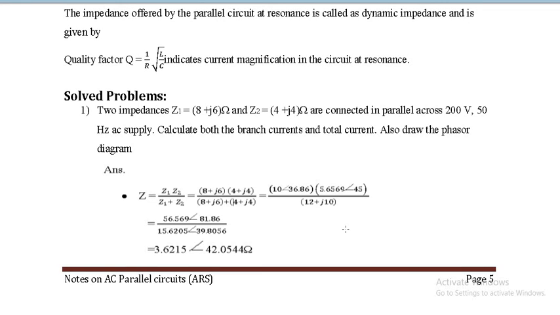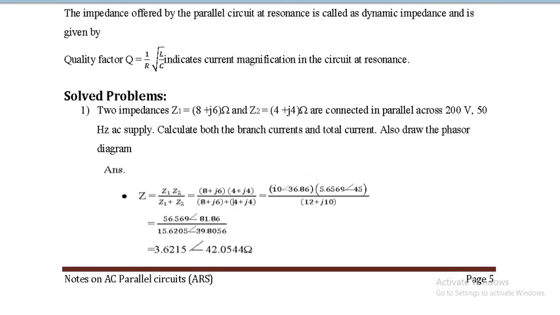Okay, now the very first thing you will be doing is, since these two impedances are connected in parallel, let us first find out what is the net impedance. Z is equal to Z1 Z2 upon Z1 plus Z2. It is (8 plus j6) into (4 plus j4) upon the sum. In the denominator I have to do the addition, so I'll keep the same rectangular form. But in the numerator, because I want to do multiplication, I'll convert this into polar form.